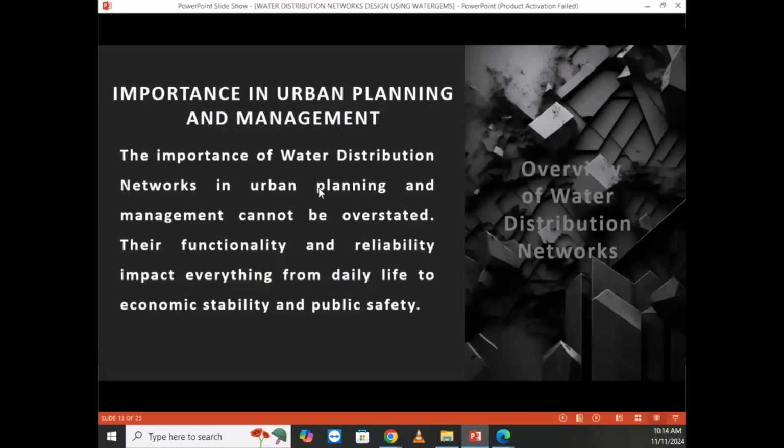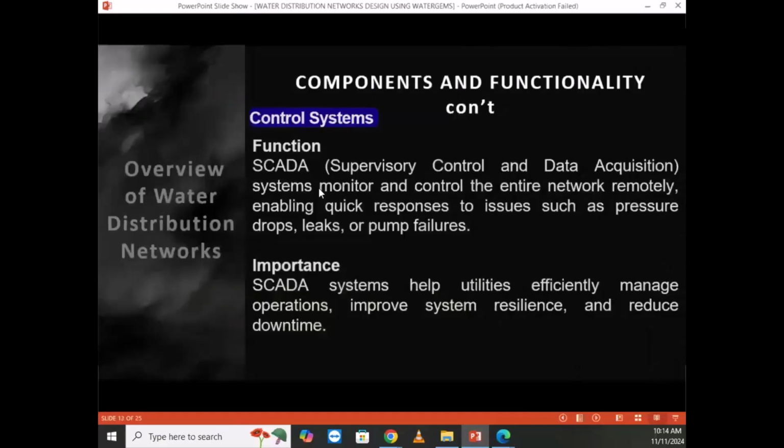Let's see now the importance of WaterGEMS in urban planning and management. From the discussions that we already have, do you at least feel that there is some importance that you may face while using WaterGEMS? From what you already understand, do you think there will be an importance that you will be facing while you are planning your network? I want them to be discussed.